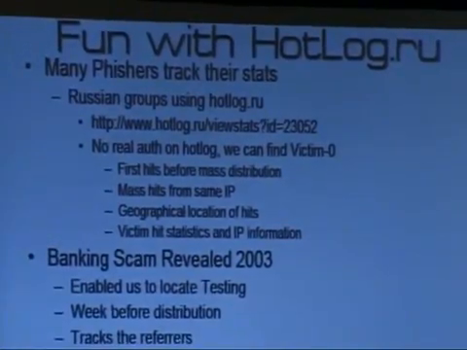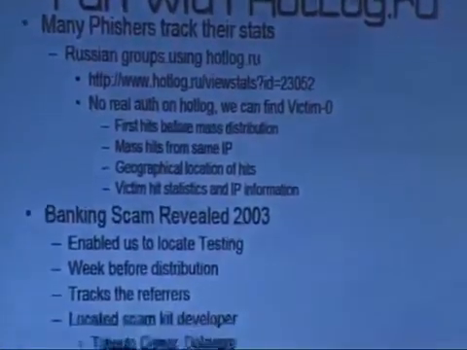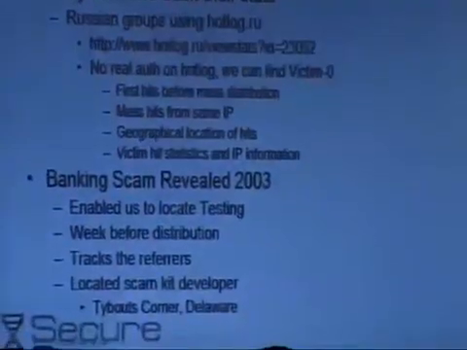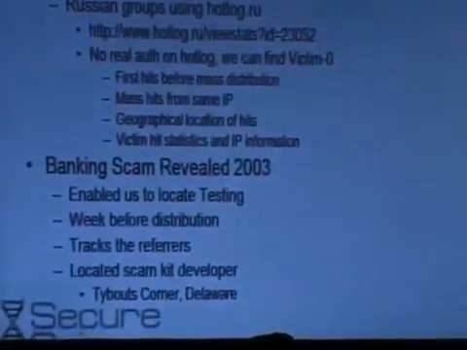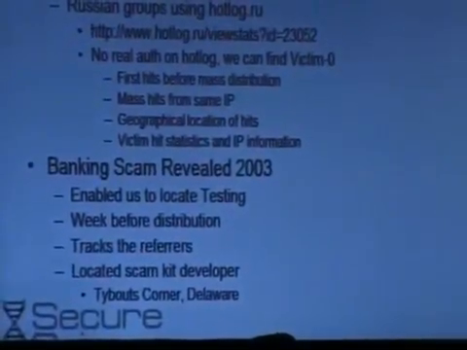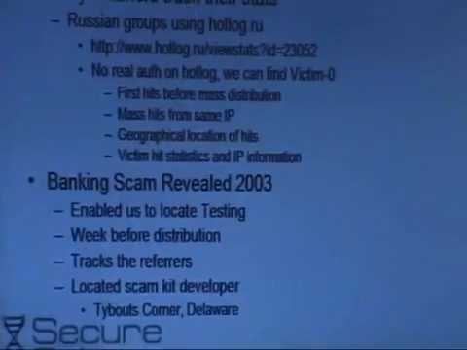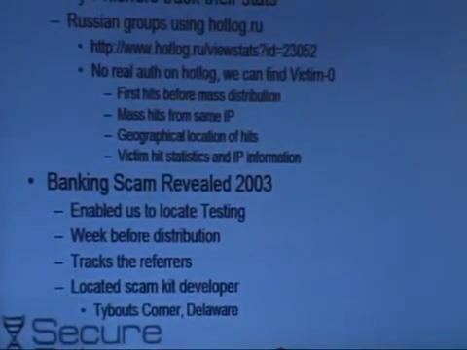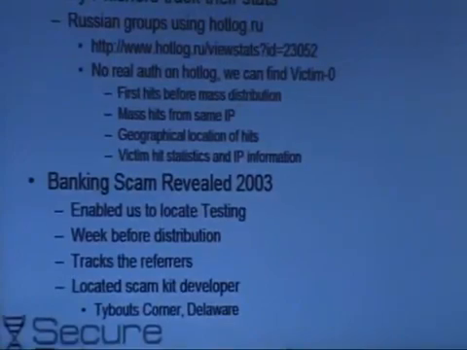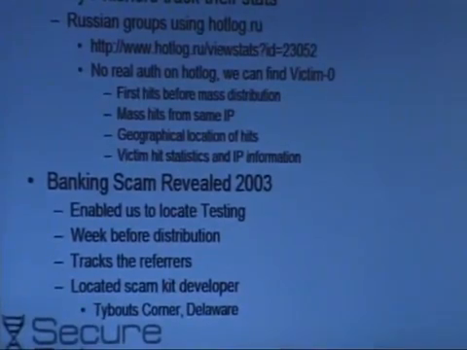What will happen is you'll see 50 hits. How many times is one user going to get infected by this? Probably once. And we're seeing 50 hits, and the IP address happens to be from Ukraine or something. Most likely that's the testers. So basically, we're capturing victim 0 using hotlog, so we can actually track the phisher. In the scam in the Banking Scam Revealed article we wrote, we were able to track, a week earlier, the scam kit developer who was in Tybout's Corner, Delaware, and sold it to these Russians.